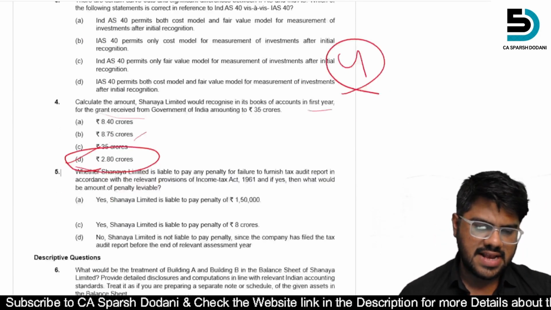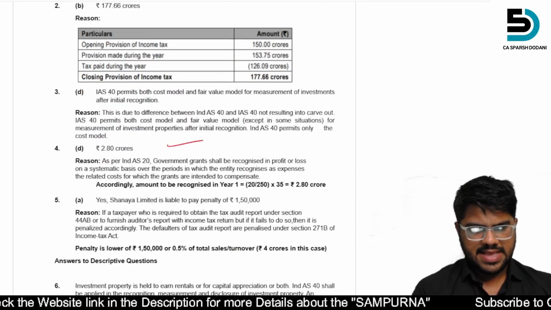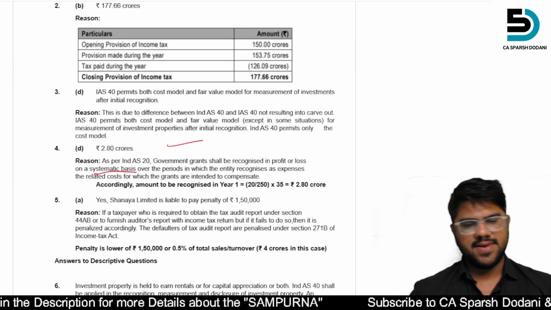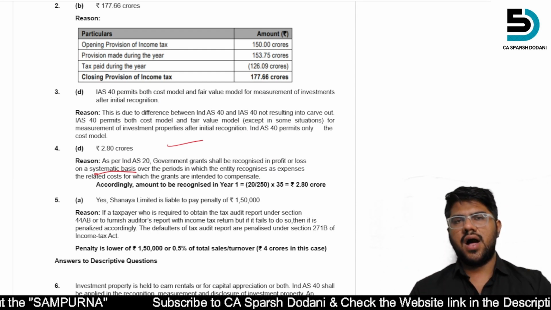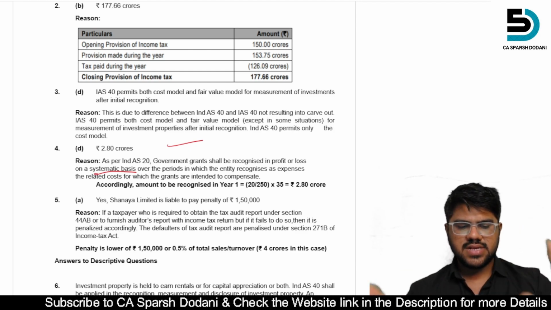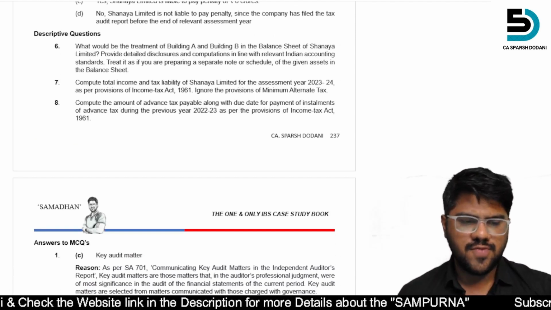The grant would be recognized on a systematic basis. Yes, it would be recognized on a systematic basis. समझ गए? This is how you have to use Sampurna and Samadhan in your preparation. Now let us jump on to one more question.